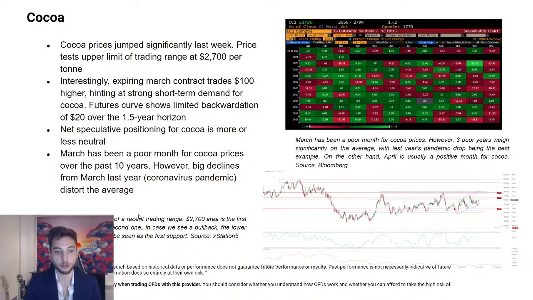Cocoa prices test the upper limit of a recent trading range. The $2,700 area is the first resistance here on this chart, you can see, while 2,900 is the next. In case we see a pullback, the lower limit of the upward channel could be the first support, as here, right down on this side.